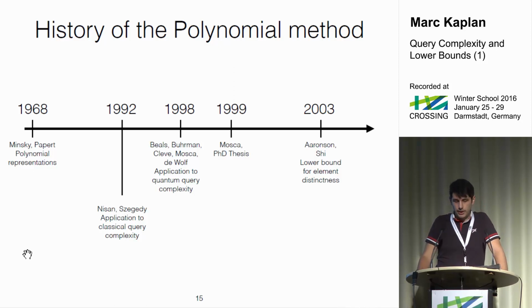Then, in the context of classical query complexity, already in the early 90s, Nisan and Szegedy introduced this idea of representing functions by polynomials. And in the quantum setting, the breakthrough paper came out in 1998 by Beals and others. Even more importantly, Mike Mosca's PhD thesis contains most of the results that I'm going to show here with lots of details. And one thing that made this method very important for a long time is that with it, it was possible to prove a tight lower bound for the element distinctness problem.